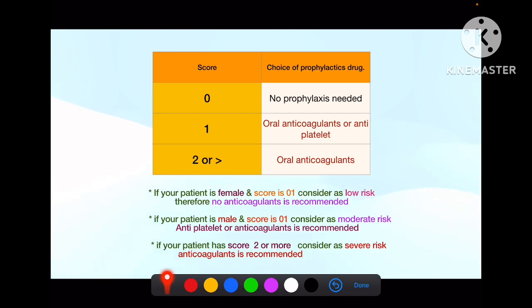You will realize that for a female patient with a score of 1, you don't need to be much worried, but for a male patient with a score of 1, you have to be worried. I will explain why a little later.